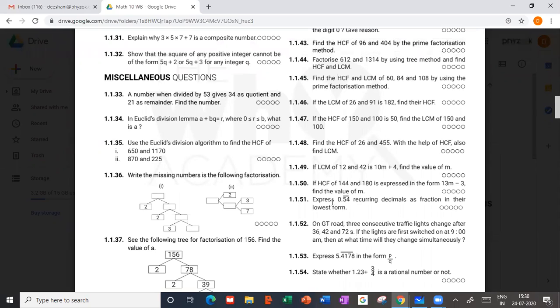Okay, what about this question? The 48th one. No, wait, the 50th one. If the HCF of 144 and 180 is expressed in the form of 13m minus 3, find the value of m. How will you do this?